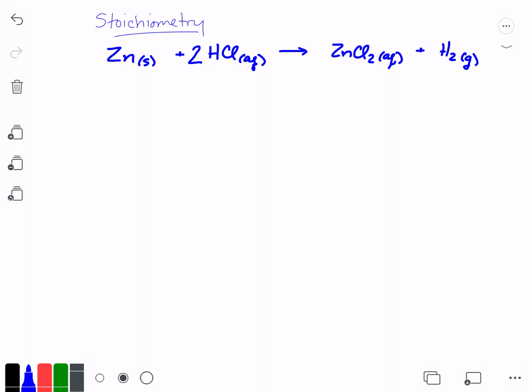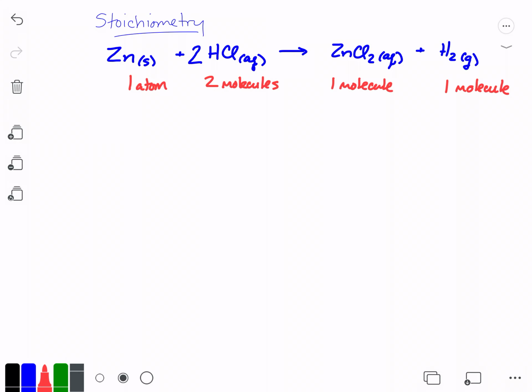So what does this tell me? Well, this reaction tells me that one zinc atom will react with 2 molecules of HCl and will produce 1 dissolved molecule of zinc chloride and 1 gaseous molecule of hydrogen gas.